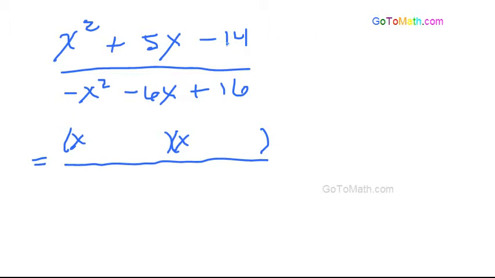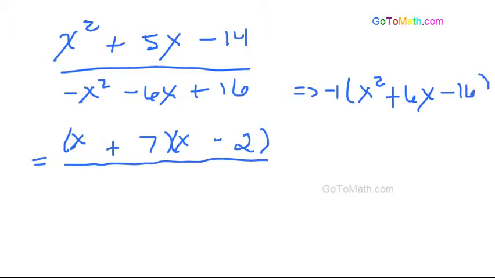Two numbers multiplied together give us negative 14, but when we add them we get 5. Well, let's take a look at 7 and 2. We know that 7 minus 2 is positive 5, and 7 times negative 2 is negative 14. Alright, so that's good. Now I'm just going to do a little side work over here, and we're going to factor out that negative. So that's going to make that x squared plus 6x and then minus 16.